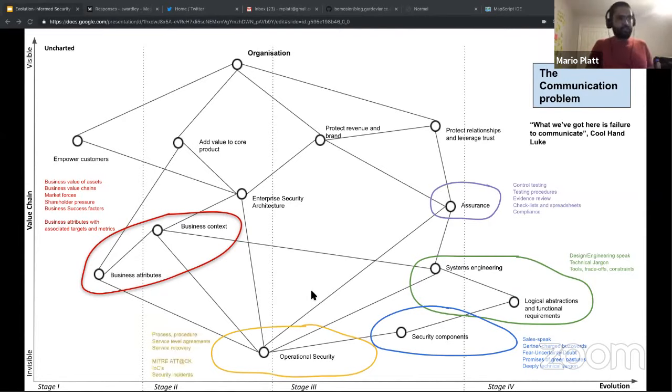And finally, operational security. So that's more about processes, procedures, SLAs. And if we look specifically at security, we're going to be talking about security incidents, about indicators of compromise. So things, again, that are very specific to how you handle incidents.